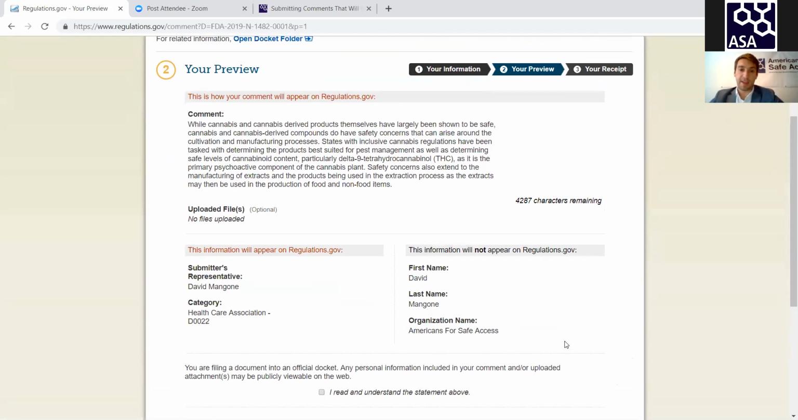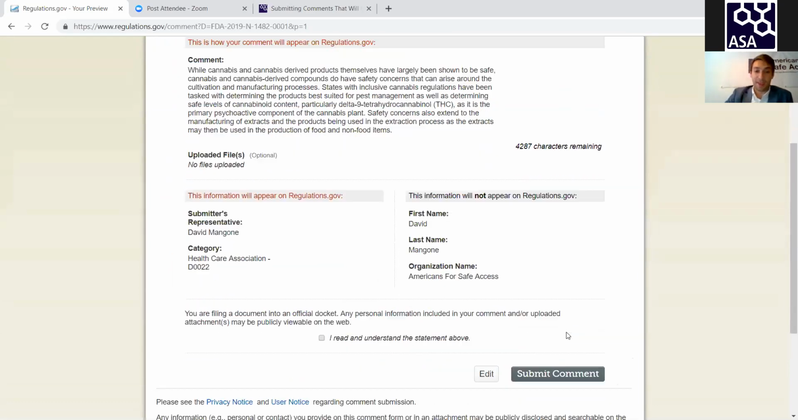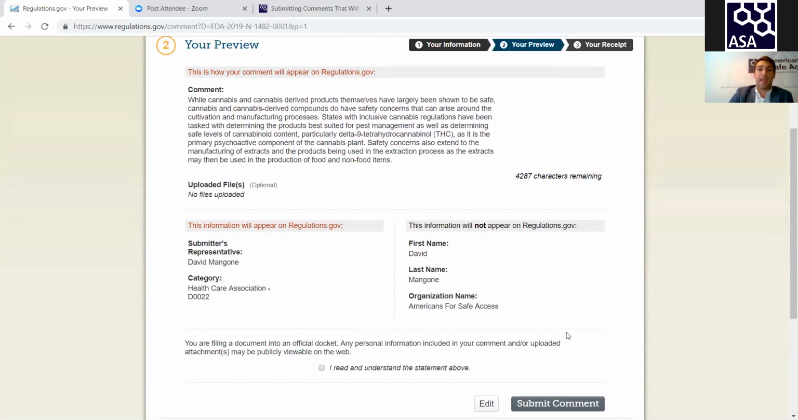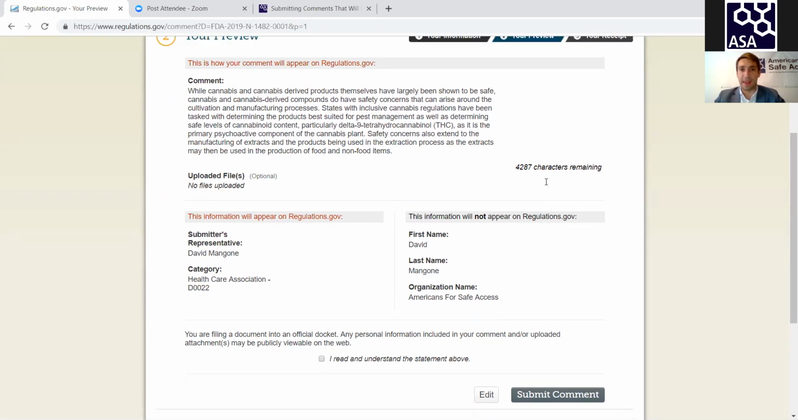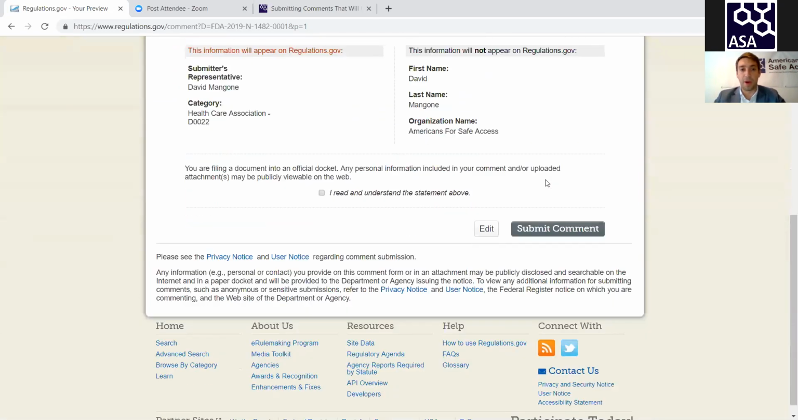So this is what the preview screen will look like before you actually submit your comment. There is a limit with submitting through this form. You are limited to 5,000 characters. That may be sufficient for the comment you're writing. If you're going to be writing something longer or including lots of reference sources, we recommend uploading a PDF onto this file because it allows you to have much more freedom in terms of how much you can write.